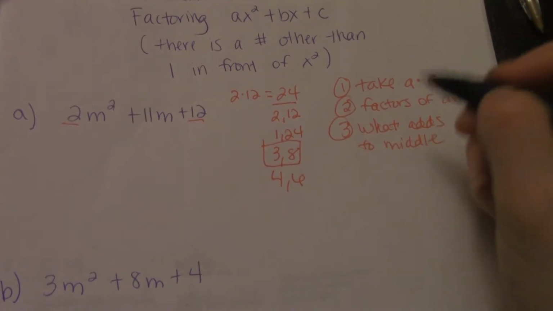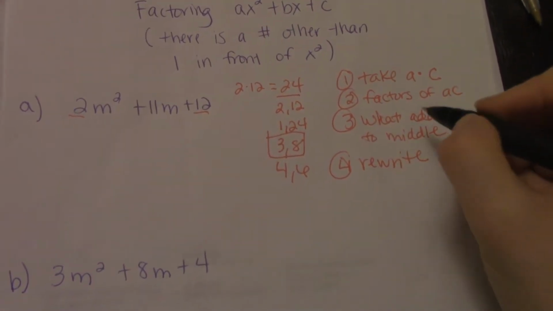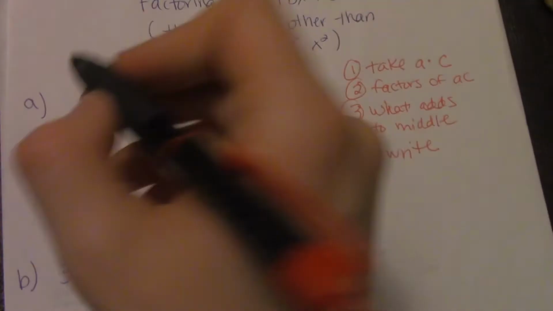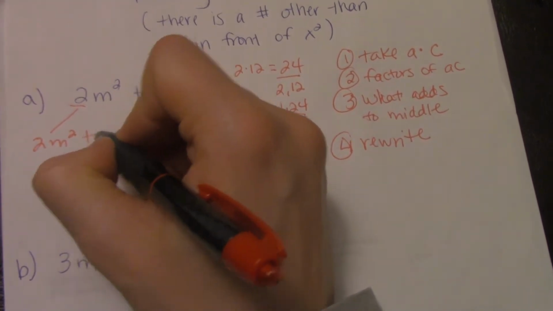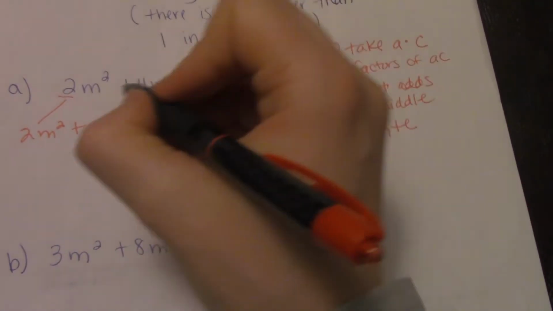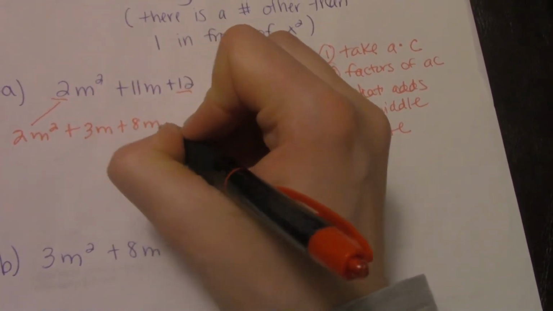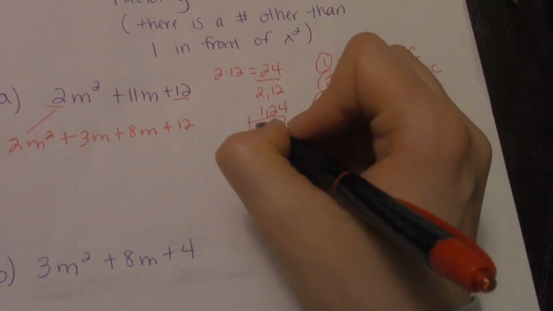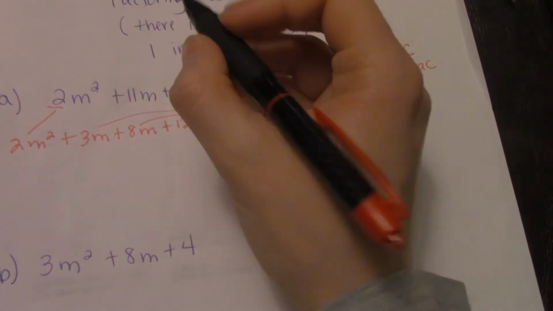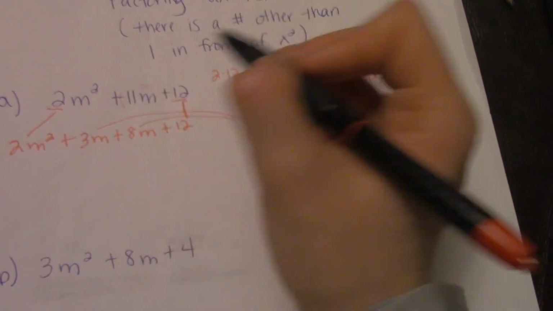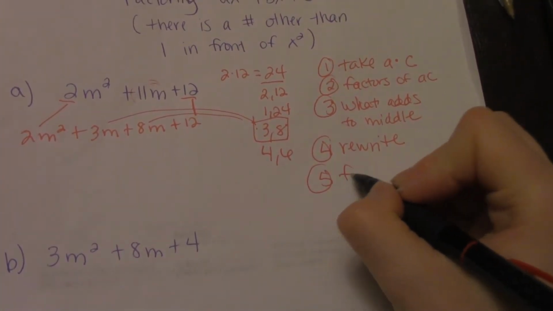Okay? So now we want to rewrite using these two numbers. Okay, so this comes straight down. So 2m squared plus, but now I'm going to take these numbers here. 3m plus 8m plus 12. So these numbers came here and here. And this comes straight down. But remember, these two make up this one. Okay, so now, factor by grouping.